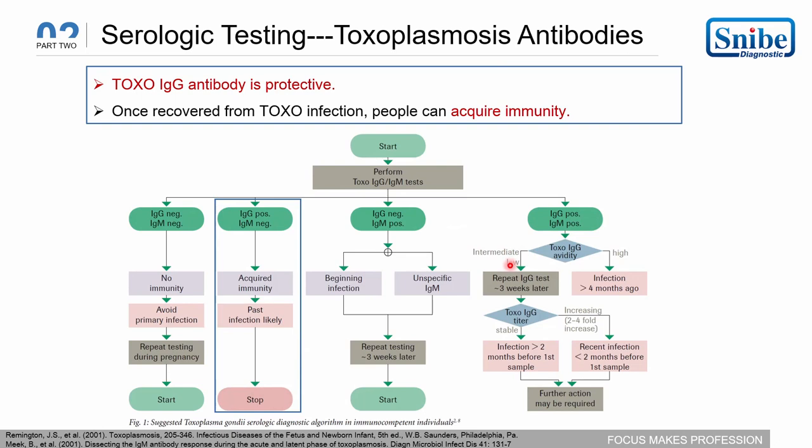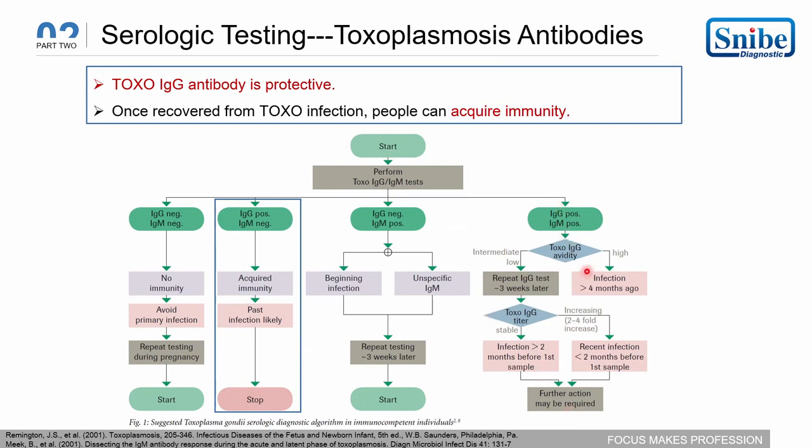Then you have to repeat the IgG test 3 weeks later. Then you have to check the toxo IgG titer. If it is a stable infection, greater than 2 months before the first sample, then further action may be required. But if the IgG titer shows a 2 to 4 fold increase, then it is a recent infection, less than 2 months before the first sample, and further action may be required.